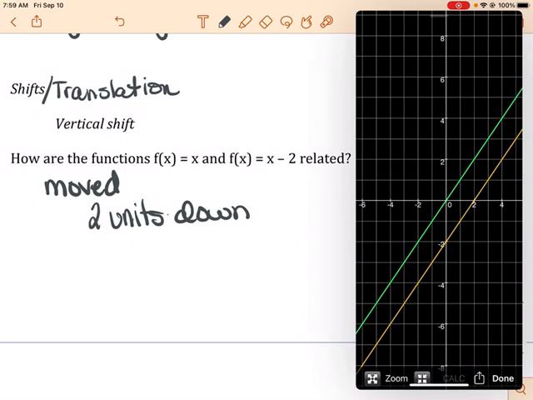You can also say 2 units right. Which doesn't make sense because it's minus. Why would you go right? There's a reason for that. We're going to talk about that in a minute.